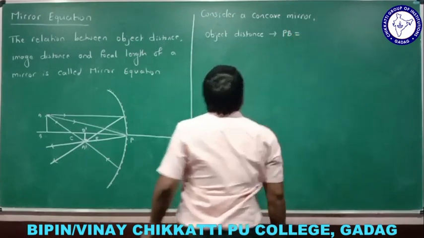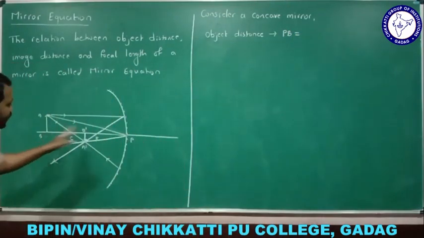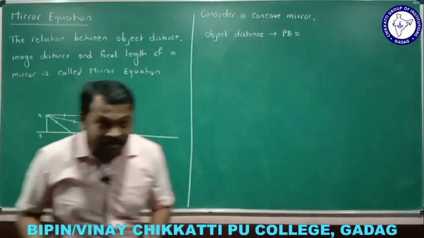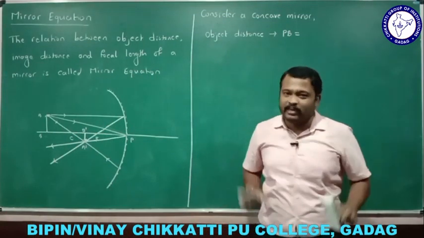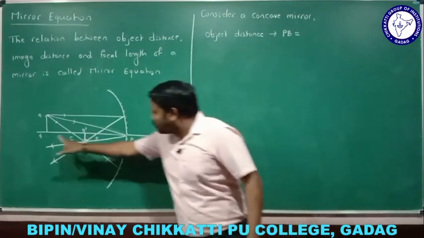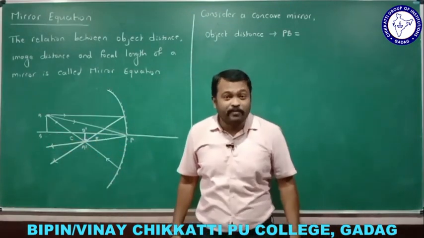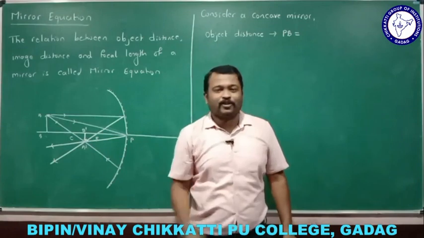PB is the object distance, right? BP and PB are both the same, but in order to follow the sign convention, I will mention it like this. So PB is the object distance. Come on, tell me, is it positive or negative?